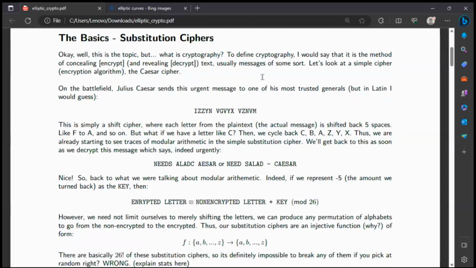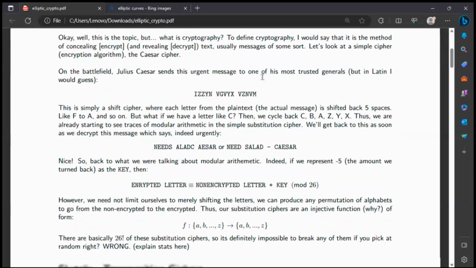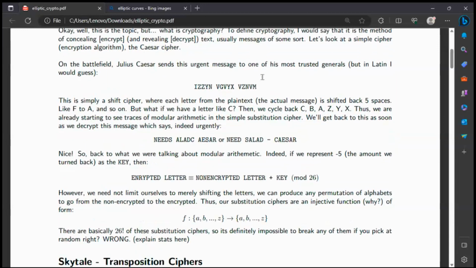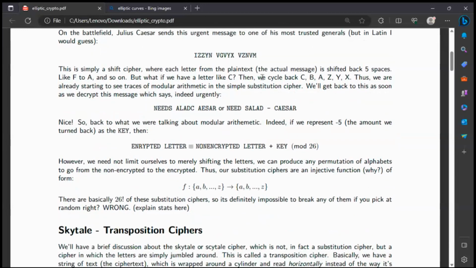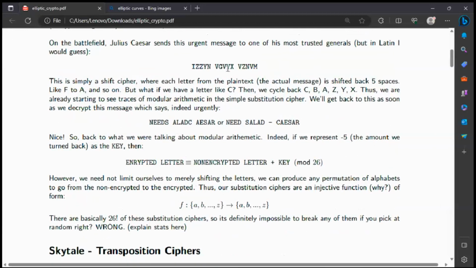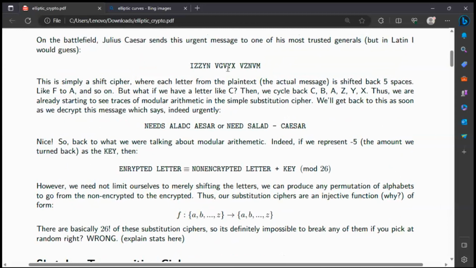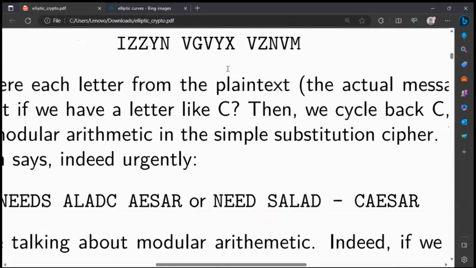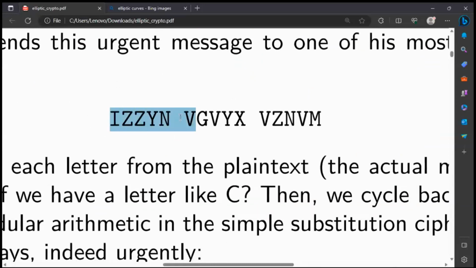A cipher is basically an encryption algorithm, a method of concealing text. We'll start by looking at a simple cipher called the Caesar cipher. Let's imagine Julius Caesar on the battlefield and he sends this message to someone.